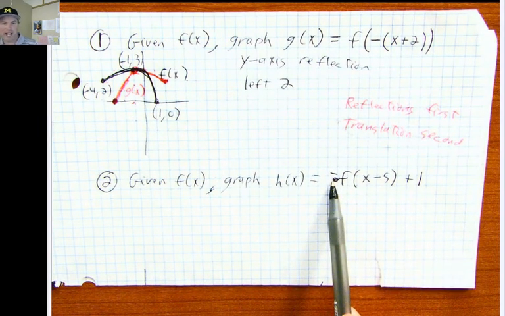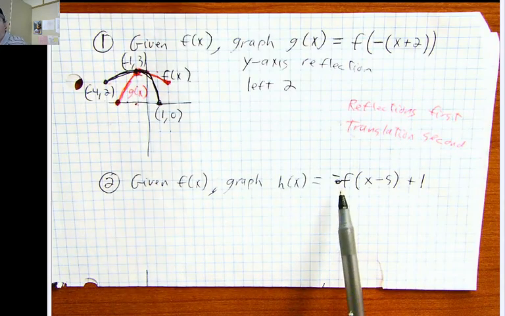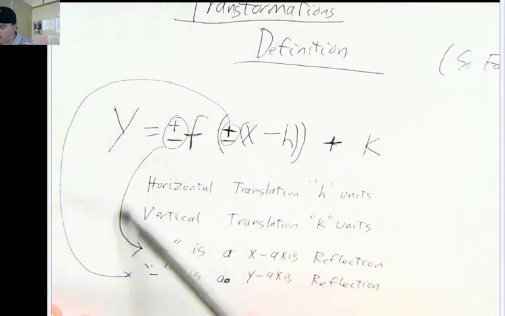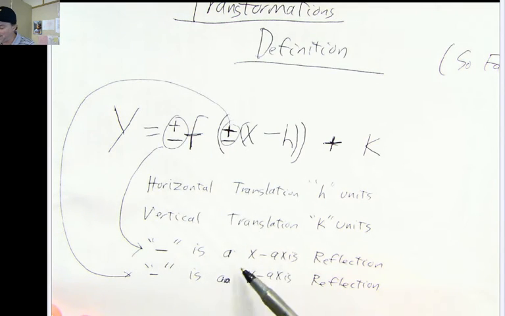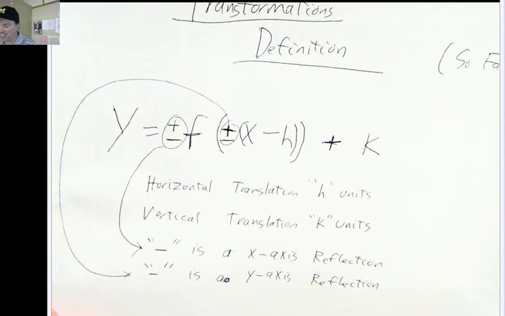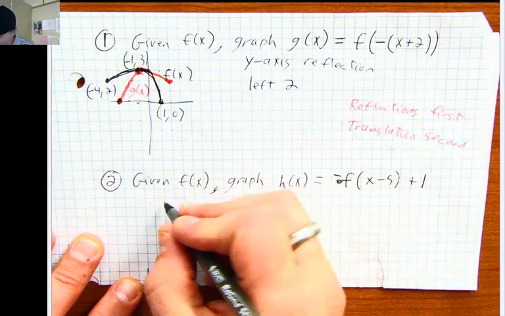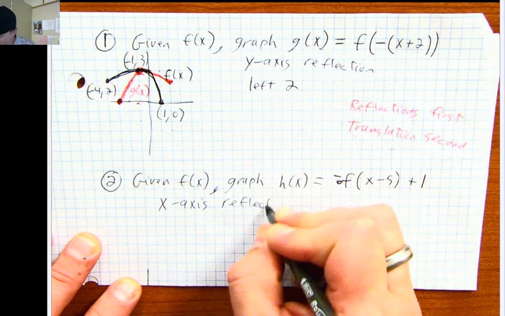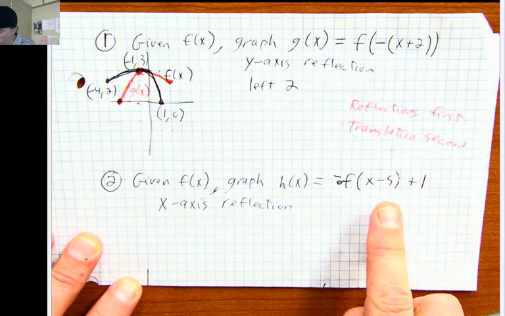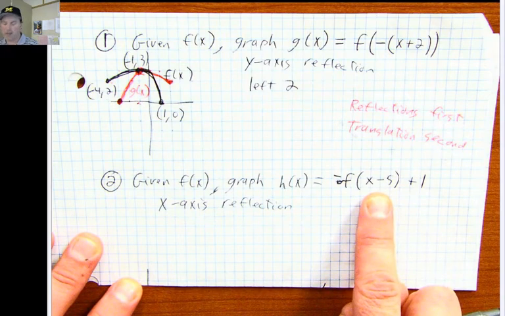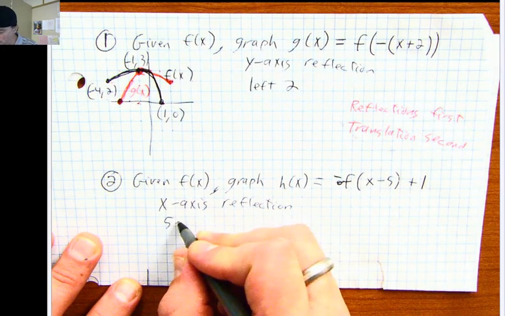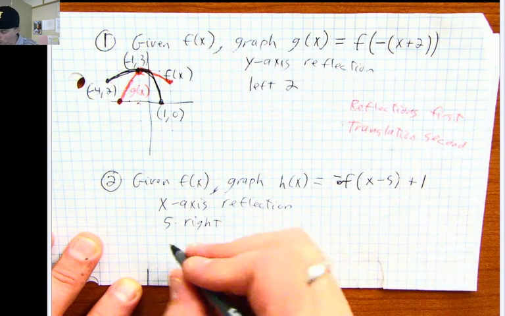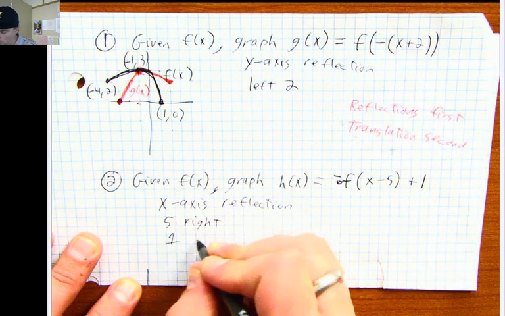So on this one, I see that I have a negative out front in front of the function. And as we talked about in part 1, a negative in front of the function is an x-axis reflection. So I know I have an x-axis reflection, and because of this x minus 5 on the inside of the function, I know that it's traveling 5 to the right, and because of this plus 1 outside of the function, I know it's going to be going 1 up.